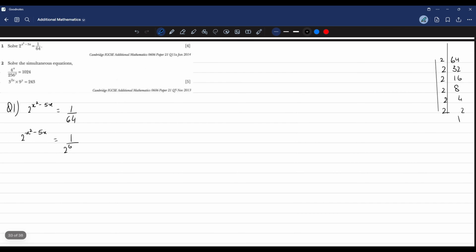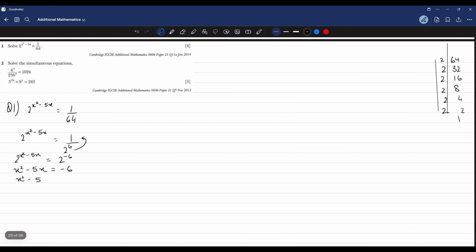Now, one of the rules we have learned is that if you want to take this denominator into the numerator, we write this as 2 raised to the power negative 6. That means we change the power sign into negative. So these bases are now the same, and we can equate the powers. We get x squared minus 5x equals negative 6. Now you can solve this up.